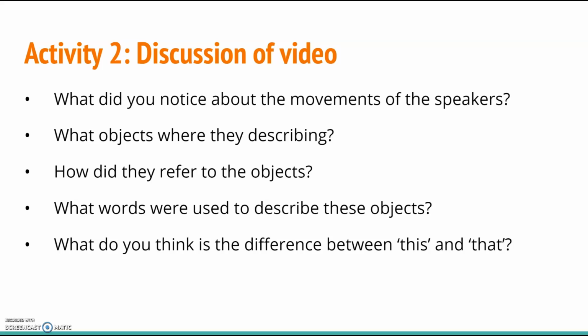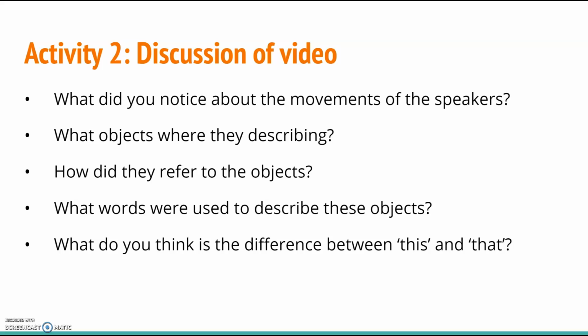Then we move on to activity 2, which is a discussion of the video. And so here the students will still remain in the small groups, and they will then talk amongst each other about what they noticed and formulate some conclusions, some conjectures, which will then be shared with the class.